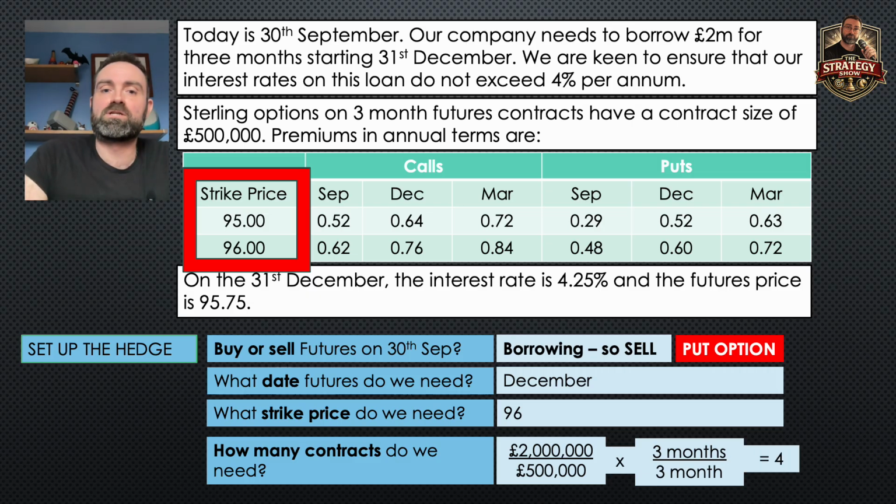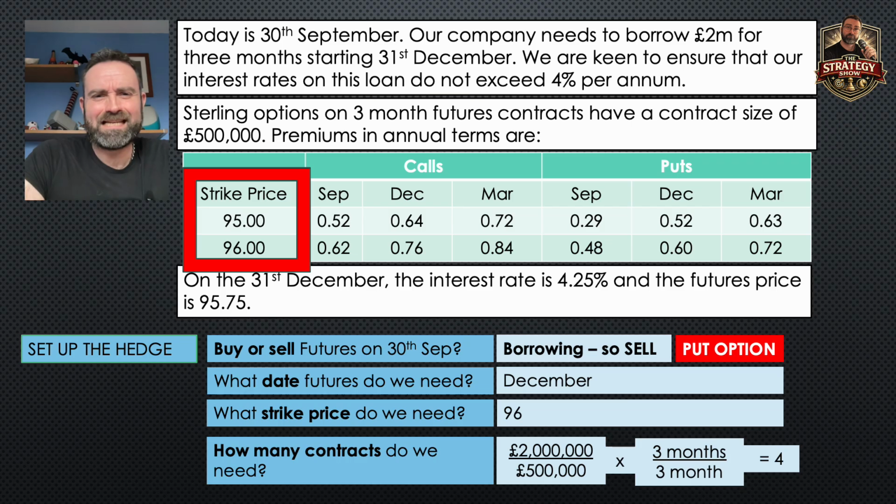Now, as it turns out, this comes out, in this case, at exactly 4 contracts. Remember, contracts aren't divisible. So if we hadn't got an exact number of contracts, we would have had to round that number to the nearest whole number. Often we round up to the next whole number to make sure we're fully hedged.